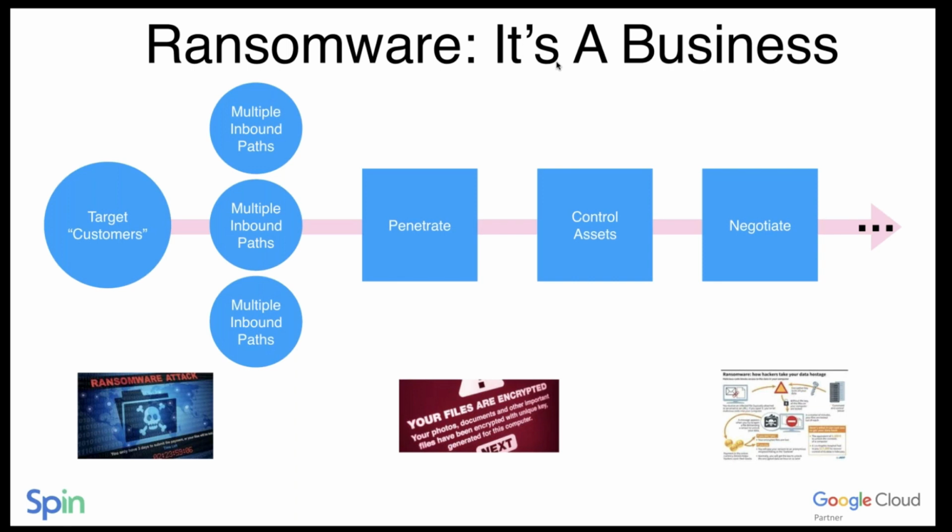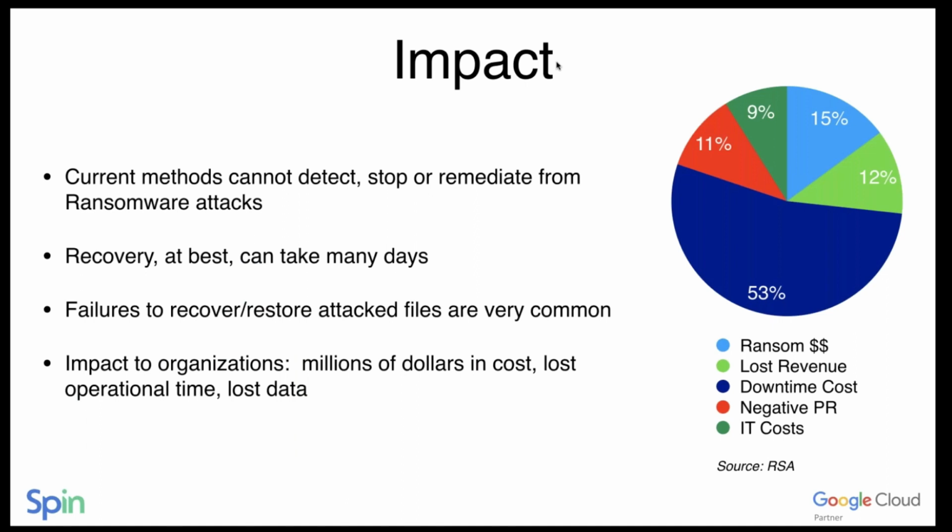They target customers. They have multiple inbound pathways. They penetrate your network. They control your assets. Then they negotiate to get money. It's not quite that simple. There are actually significant impacts to ransomware in addition to a minor inconvenience and perhaps a large charge. The impact, as reported by RSA, includes a number of results, including bad, negative PR, etc. Current methods can't detect, stop, or remediate from ransomware attacks.